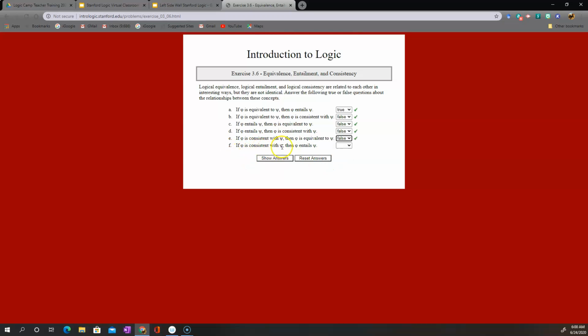If phi is consistent with psi, then phi entails psi. Again, same argument. Consistency requires only one common truth value assignment of true, but entailment requires all the times that phi is true, then psi is also true. So that's a weaker requirement, so I'm going to say that's false.